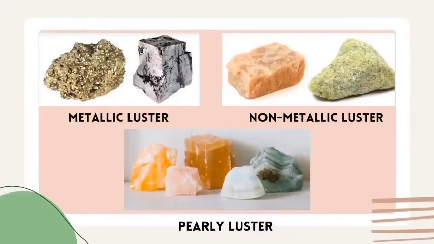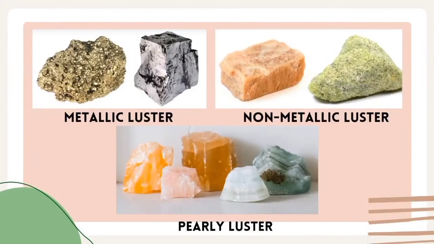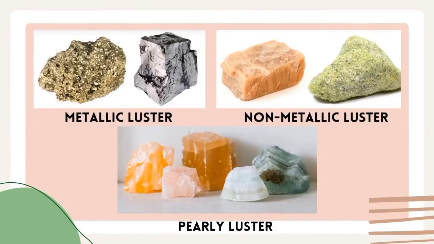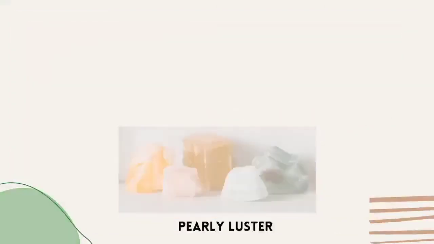Here are the examples of metallic, non-metallic, and pearly luster. Makikita natin dito sa metallic luster, as in parang metallic talaga yung physical appearance niya. Dito naman sa non-metallic, it's like dull, clay-like, or kaya earthy. Dito naman sa pearly, looks like pearls, shiny, basta yung makinang na parang pearl.